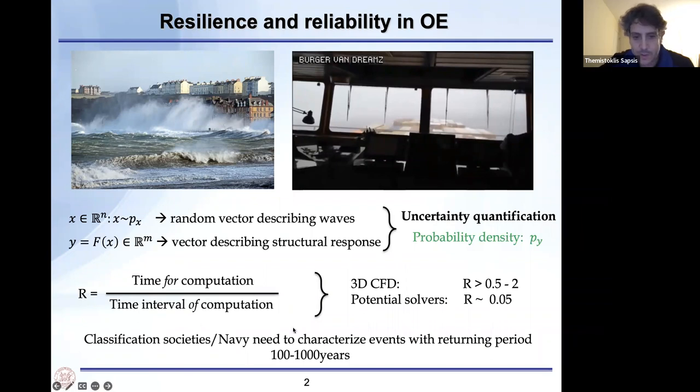And this is the time interval of the computation. For 3D CFD solvers, this is on the order of one, right? Can be two. Potential solvers, much faster. It's an order of magnitude smaller, two orders of magnitude smaller. But in any case, classification societies, the Navy, they need to characterize the events with return periods of the order of 1,000 years, right? So you have to basically divide this number with this number, and that will give you the time it takes for a single processor to compute this calculation.